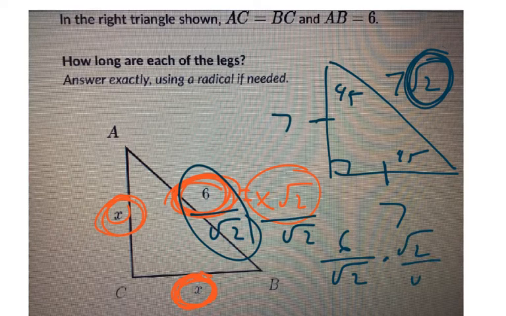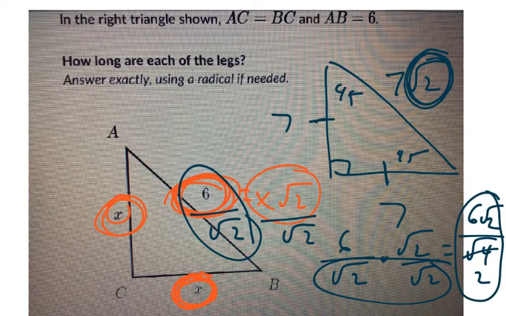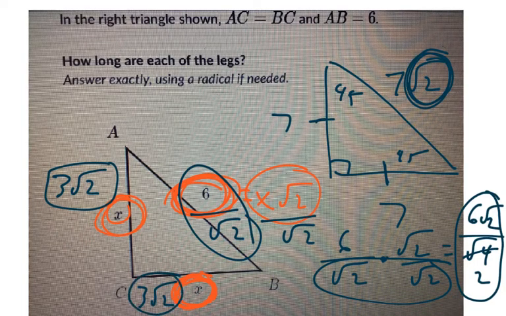So I'm going to times it by square root 2 over square root 2. I'm going to get 6 square root of 2 over square root of 4, remember, is 2. See, we got rid of the radical in the denominator. Now, what is 6 square root 2 divided by 2? It's simply 3 square root of 2. So both of these sides are 3 square roots of 2. All I did was take the 6 divided by the 2. I got 3 square roots of 2.